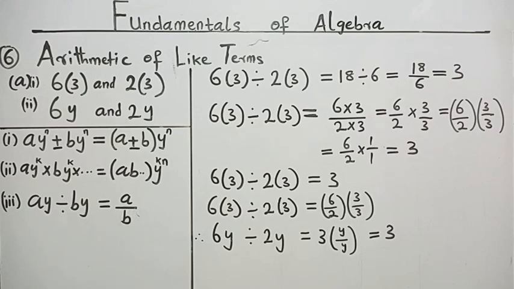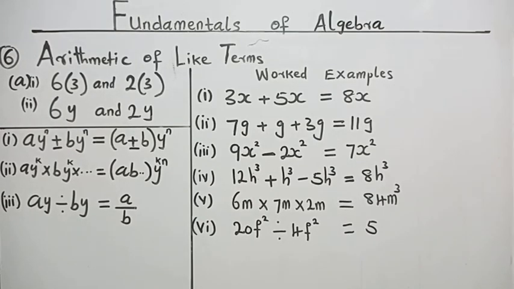Let us see some examples of number operations in algebra that exemplify the application of these laws of dividing, multiplying, subtracting, and adding like terms. Now, see some worked examples that will help us see how to apply these laws of carrying out arithmetic of like terms. First is 3x plus 5x.